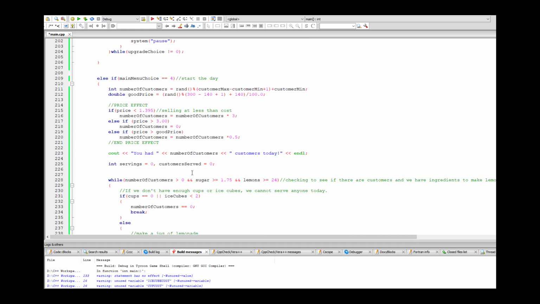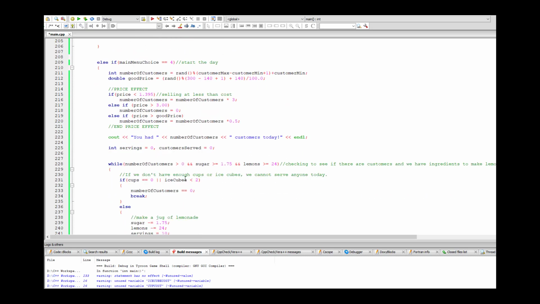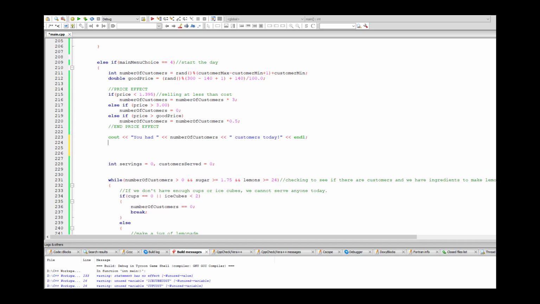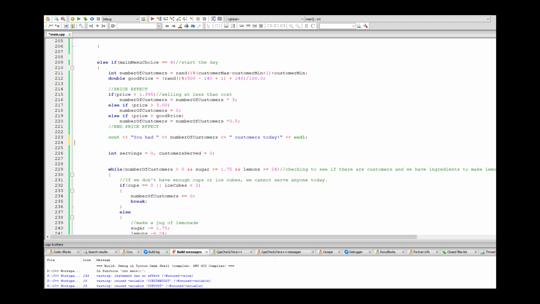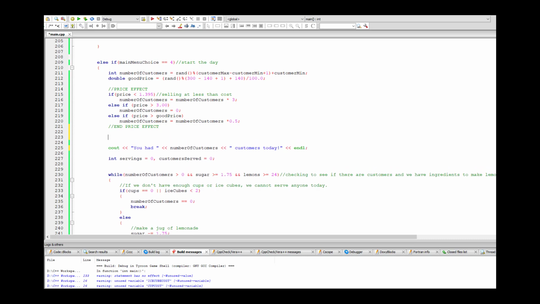Now what about the Mr. Chow statue? I have a different idea. What we're going to do is have the number of customers generated, and you'd like to be able to boost your customers. So we are going to do something called the Mr. Chow effect.